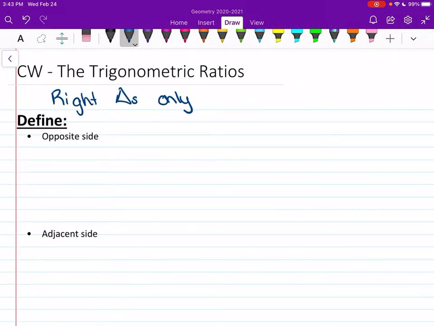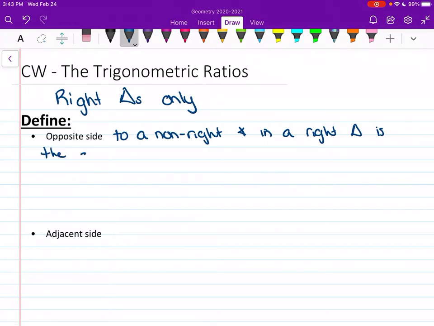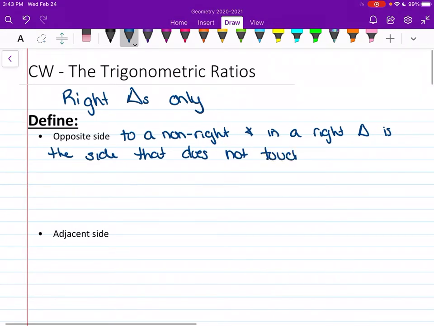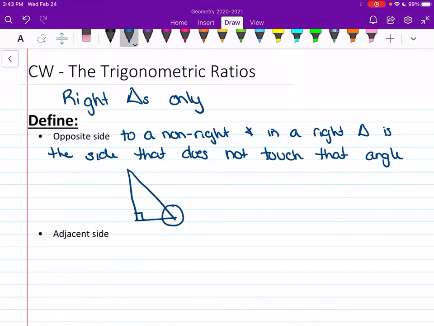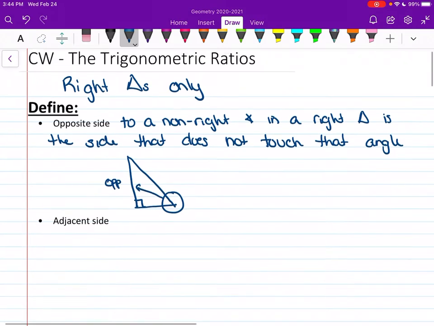So the opposite side to a non-right angle in a right triangle is the side that does not touch that angle. All right, so if I have a right triangle and I am talking about this angle here, the opposite side would be this side here. So this side is the opposite side.